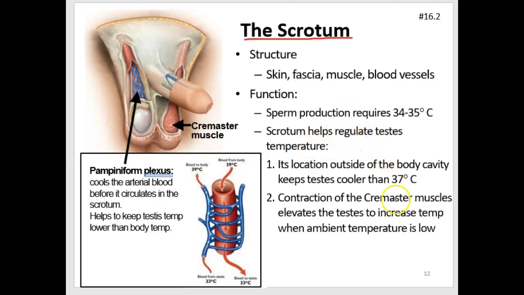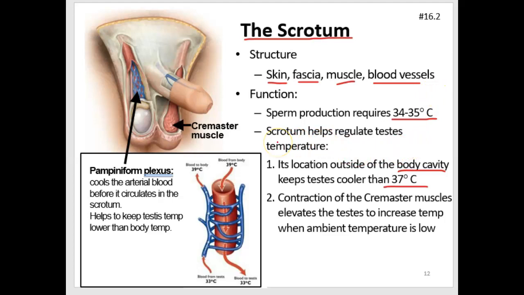It's because our body temperature is 37 degrees Celsius, so our body cavity is at least that. And sperm production requires a cooler temperature, 34 to 35 degrees Celsius. So the testes need to be located outside of the body cavity. And of course we need something to hold them there, and that's the scrotum, composed of skin, fascia, muscle, blood vessels, and there's nervous tissue in there too, because there'll be nerves.